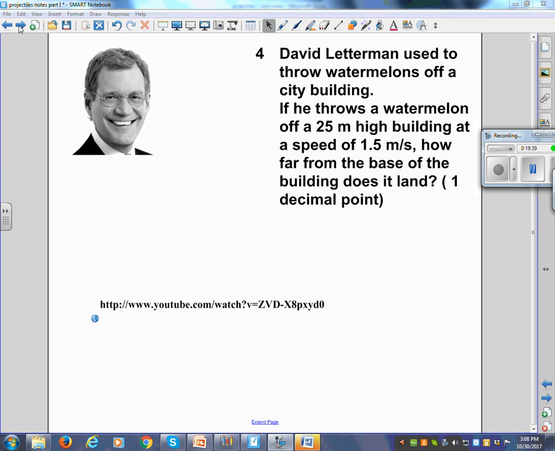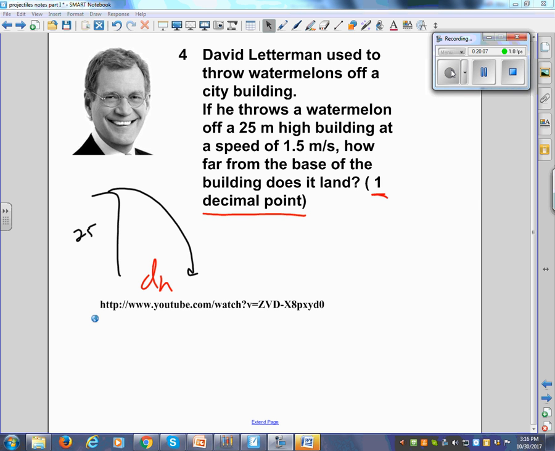So David Letterman, that's him in his youth, used to throw watermelons off city buildings. If he throws a watermelon off a 25-meter high building at a speed of 1.5 meters per second sideways, how far from the base of the building does it land? So it's exactly the same. I'm looking for this DH right there.